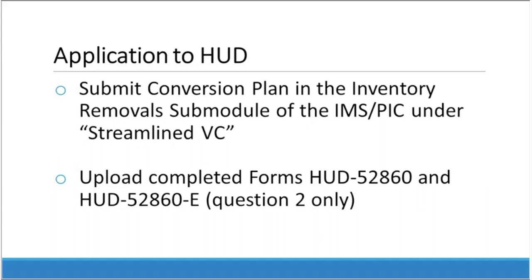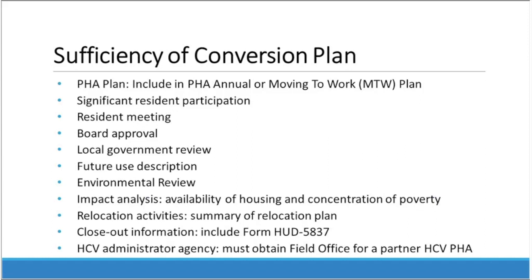The application to HUD itself, so you submit this conversion plan through the inventory removal submodule, which goes through the PIC process. The forms are a little bit different from Section 18, but you can see the elements of the plan as shown on this slide are very similar. So earlier on in this presentation, we looked at the slide that had the 3 rows of boxes that had the elements of a Section 18 plan. This is very similar content. This conversion needs to be in your annual plan or your MTW plan if you're one of those types of housing authorities. Significant resident participation. The notice requirement says 1 meeting, but as I mentioned before, there's going to be ongoing and very different by its nature interaction with residents if you go Section 22.